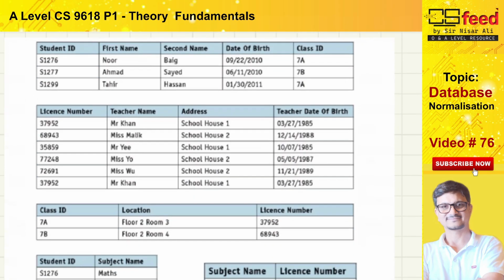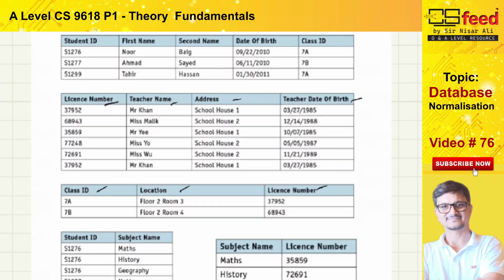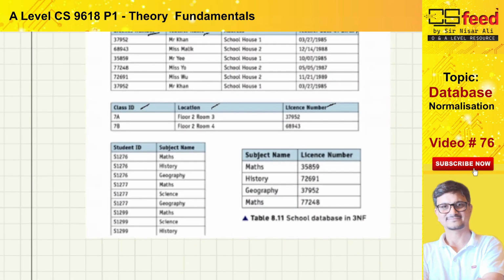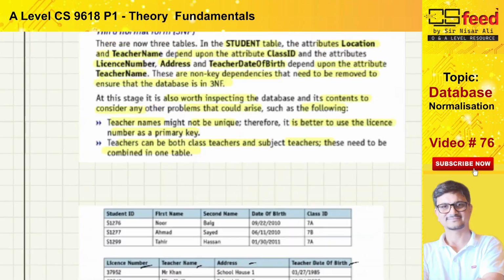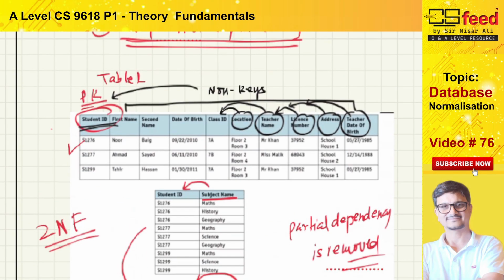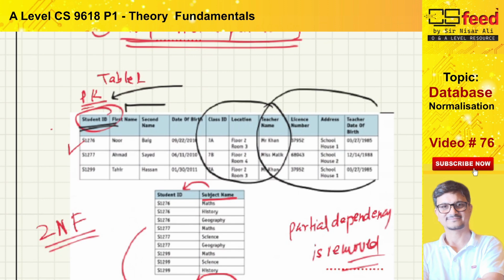All right. So what we will do here now, you can see the teacher table: student ID, first name, second name, date of birth, and class ID; license number, teacher name, address, teacher date of birth; class ID, location, license number. So this is how they are. And then the student ID and the subject name and the license number, now they're all taken away. So what we have done, we took these non-keys out: class ID, location, and teacher name. So one is this group, and second one is this group.